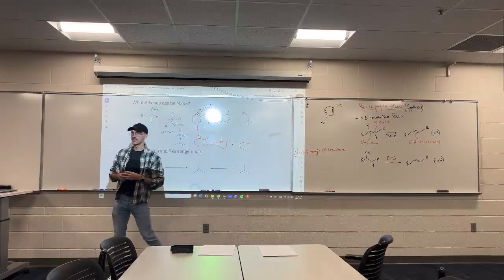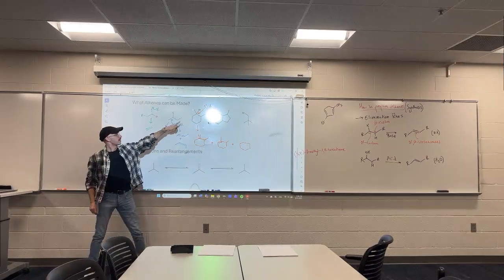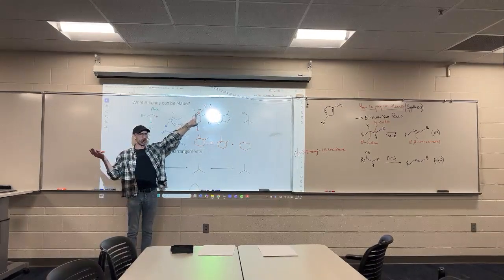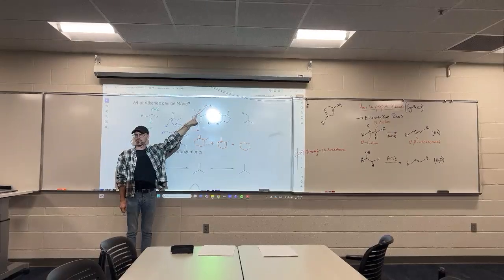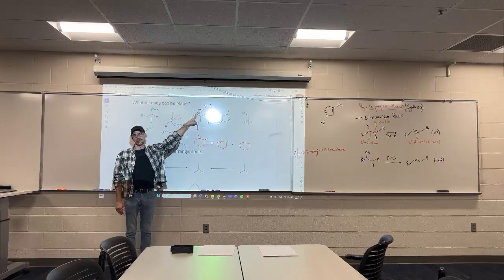Okay, let's review. We said this is the alpha carbon. Why? It has the halogen. That means anything connected to alpha is beta. Why? Because that's how the alphabet goes. Alpha, beta, A, B, Aleph, Bet. I don't know any other languages. I think it's the same in Spanish.